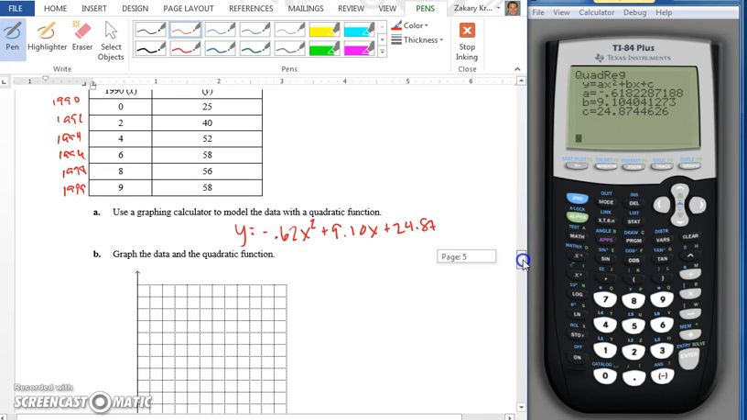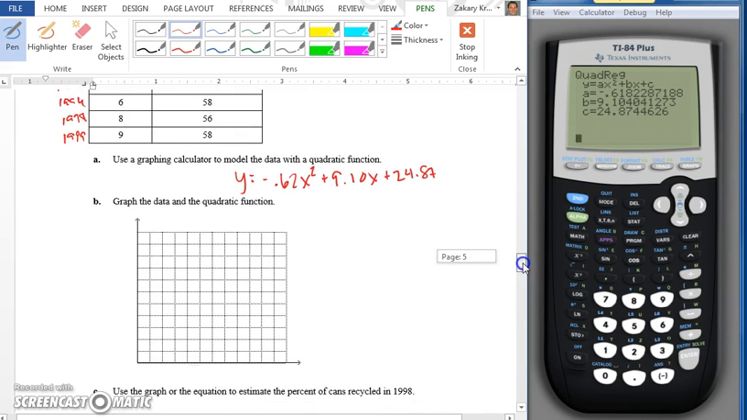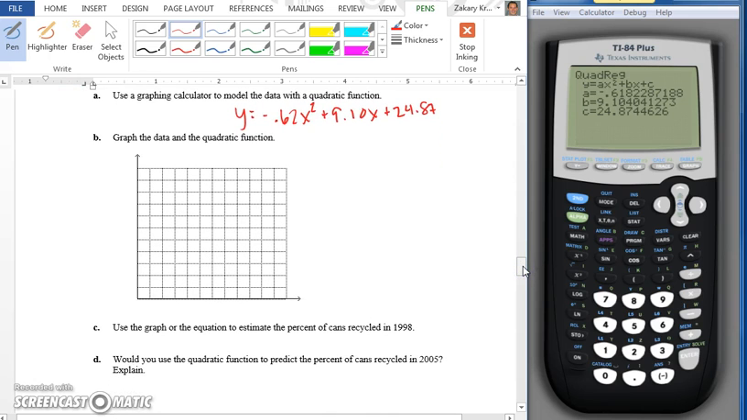Now we're going to scroll down here a little bit. It says graph the data and the quadratic function. So we got to graph a couple things here. The first one's going to be the data. You can label these however you want. You can go 0, 2, 4, 6, 8, 10, 12, etc. And then up the sides, probably go by 5s or 10s. We'll go by 10s to save some time here: 10, 20, 30, 40, 50, 60, 70. This graph isn't going to look great, but you can label these. You can just go 1 on the sides and 5 up to make it a little bit easier to read.